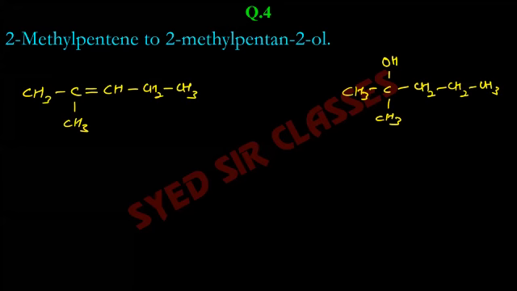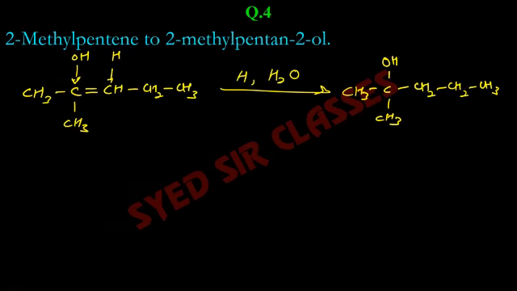Now again the same thing. We have to attach the OH here and H here. Acidic hydrolysis. So OH we need on the carbon which has less number of hydrogen atoms, here no hydrogen atom, and hydrogen on the carbon which has higher number of hydrogen atoms. Hence we will use the acidic hydrolysis. Simple.